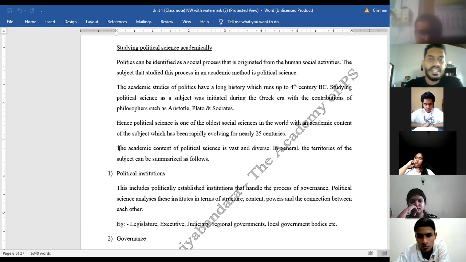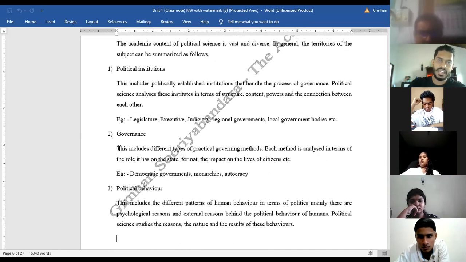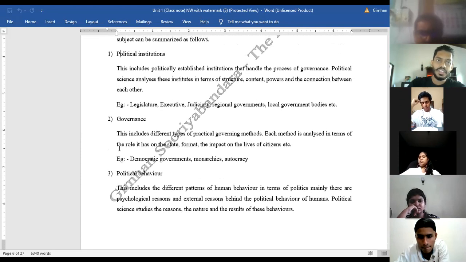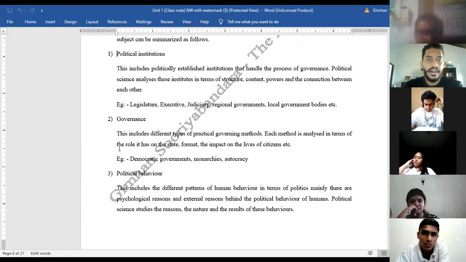However, the academic content of political science is vast and diverse. In general, the territories of the subject can be summarized as follows. Keep in mind, this is not a conclusive list, but we are basically looking at the main aspects that you would look at in political science. So first you have to study political institutions. This includes politically established institutions that handle the process of governance. Political science analyzes these institutes in terms of structure, content, powers, and the connection between each other.